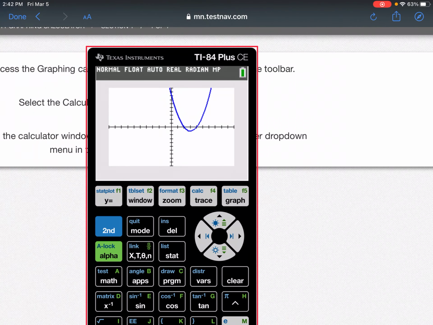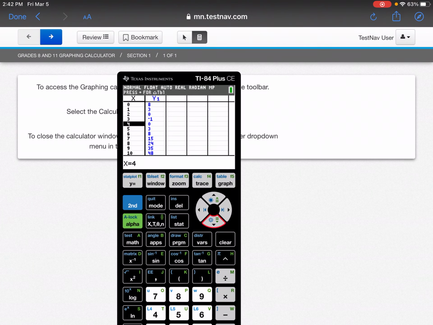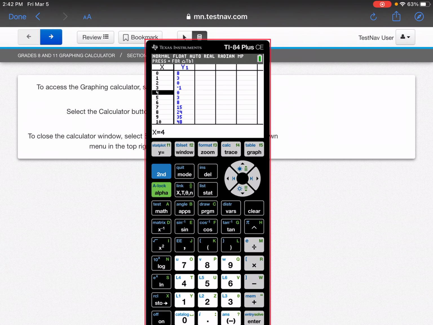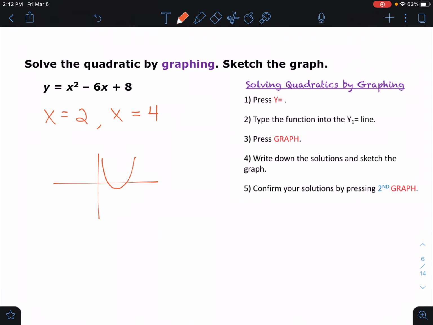Okay. And I want to confirm that those are actually my 2 roots, because sometimes it looks like they're there, but they're not. So I'm going to press second graph, and I said 2, so at 2 it should be equal to 0. Notice it is. And then I also said 4, so notice at 4, the y value is 0. So my 2 solutions are the x values where y equals 0, so 2 and 4. Okay, so that should be what I want to write down, and I have that written down, and so there we're good.